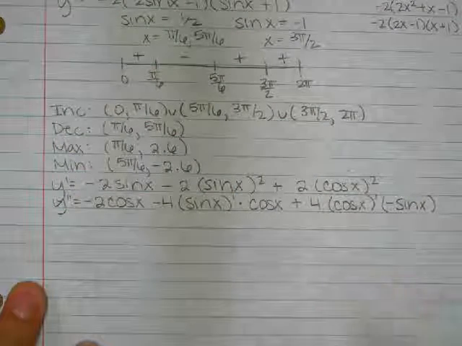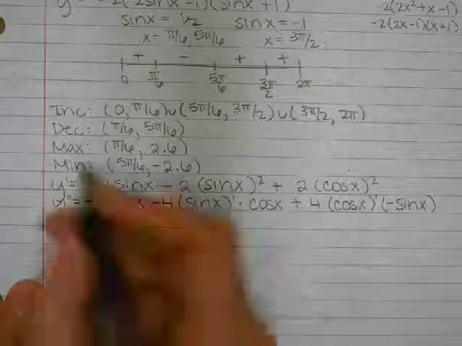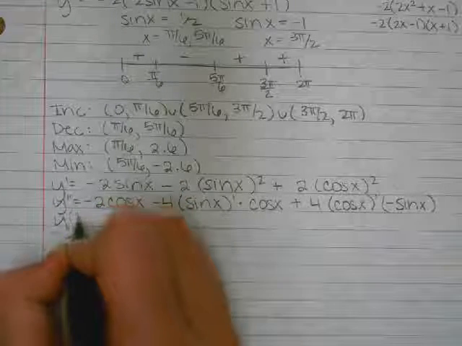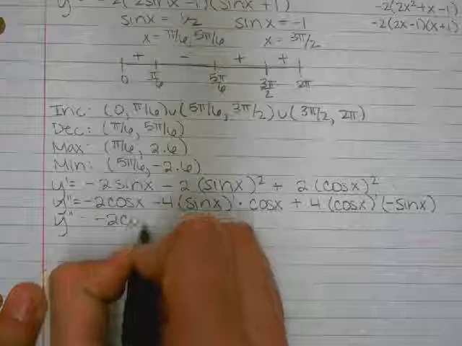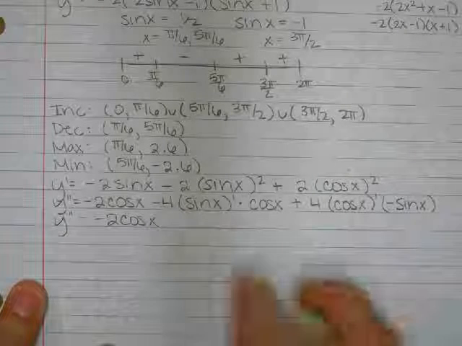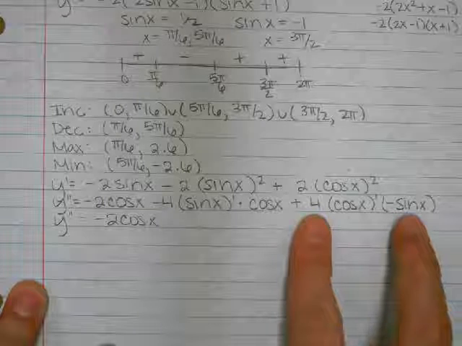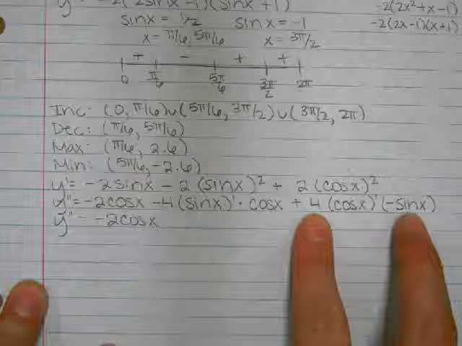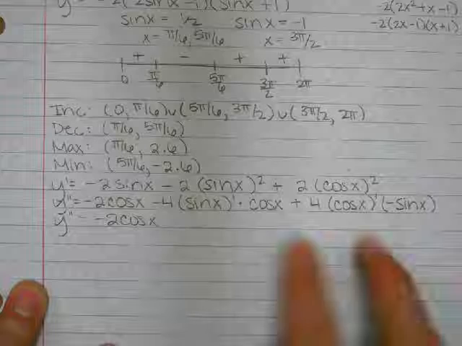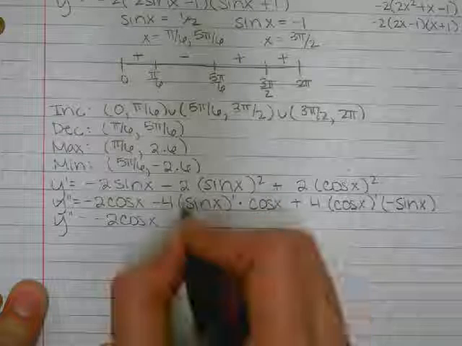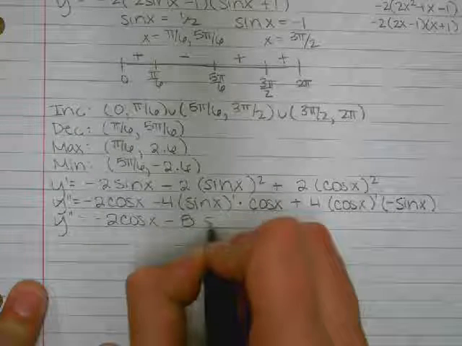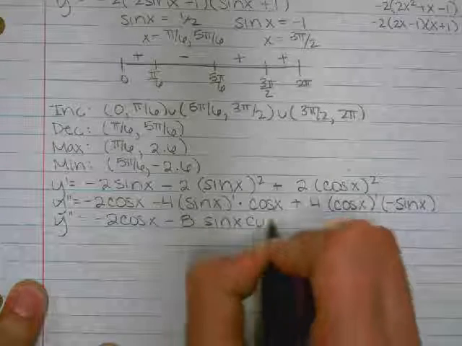And so just like before, my goal to solve this is going to be to factor it. So I'm going to simplify things. And here, this is negative 4 sine x cos x, and this is negative 4 sine x cos x. Hope you guys can see that. So these are like terms. So I'm going to say this is negative 8 sine x cos x.